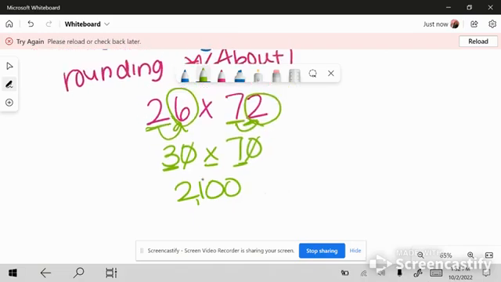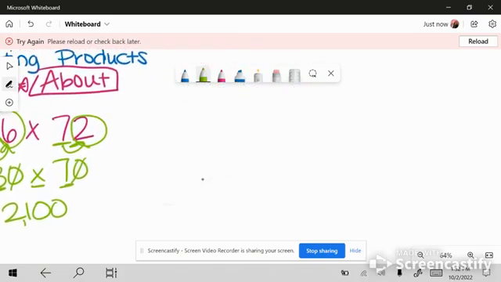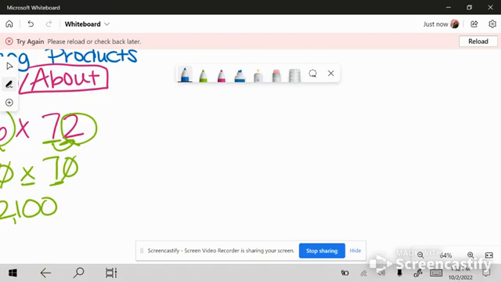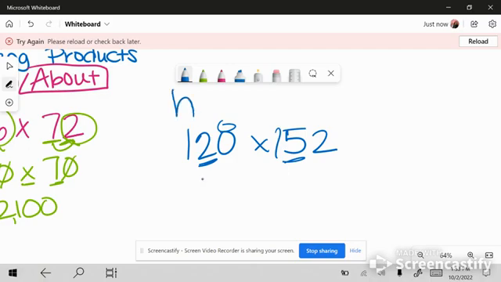Okay, sometimes we may have a problem that shows hundreds. We may have, say, 128 times 52. All right, and this one I would say round to the nearest 10. If I had hundreds over here, I could tell them to round to the nearest 100. Just make sure that they are trying to look for those action words, about, and which place value I want them to round to specifically.